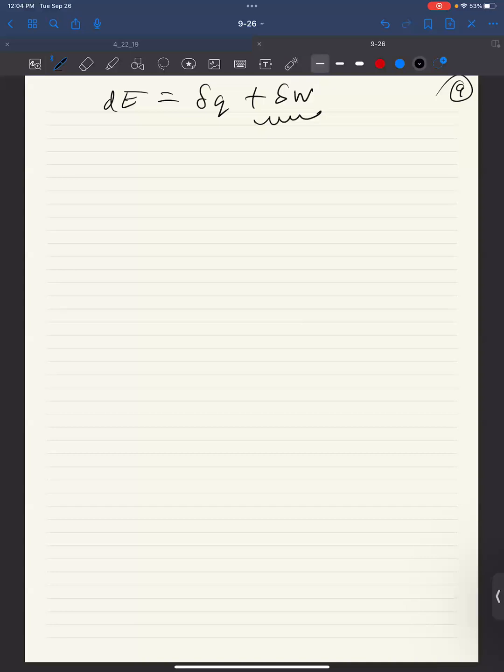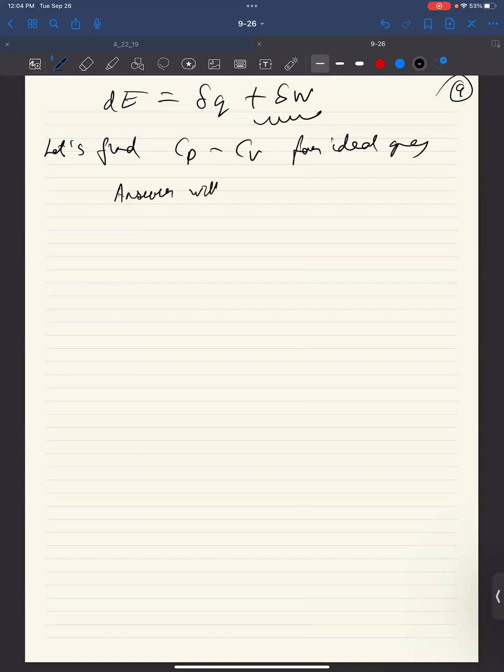Okay, good. So let's find Cp minus Cv for an ideal gas. I will write down the answer before we prove it. The answer will be quite simple. It will be Cp minus Cv is equal to NR, where N is the number of molecules or moles or whatever you have, the extensive quantity, multiplied by the gas constant. So let's prove this.